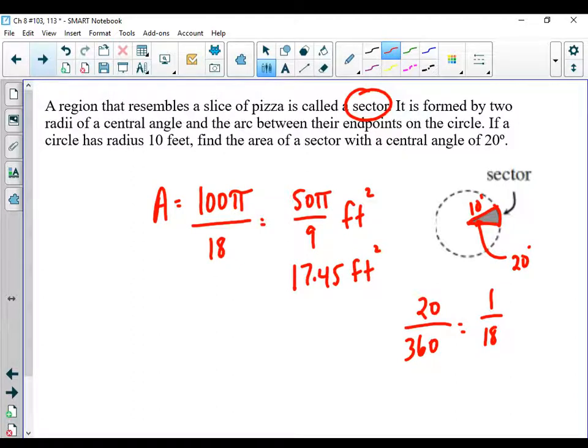square feet. Now, if you're getting slightly different answers than that, I've been using the pi button to do my calculations. If you use 3.14, that's fine. As long as you're showing me your steps, then you're going to be okay on this. So arc length is a portion of the circumference. Sector is a portion of the overall area.